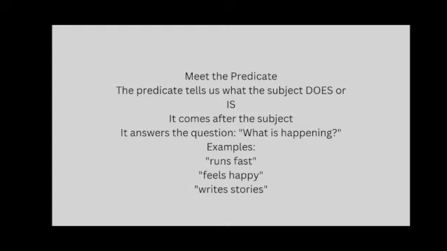Meet the predicate. The predicate tells us what the subject does or is. It comes after the subject. It answers the question what is happening. Dilip runs fast. Sia feels happy. David writes stories. So runs fast, feels happy, writes stories, they are the predicate. I hope you have understood that.